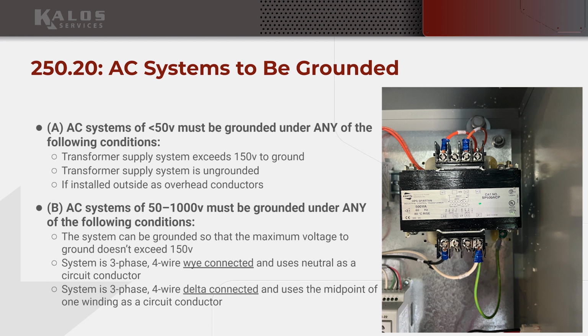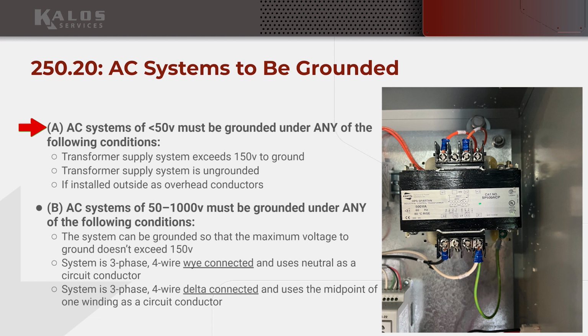Okay, AC systems to be grounded. All AC or alternating current systems of less than 50 volts to ground must be grounded under any of the following conditions: if the transformer supply system exceeds 150 volts to ground, if the transformer supply system is ungrounded, and if installed outside its overhead conductors. I don't really understand that third one, but that is in the code. Install a transformer outside its overhead conductors. I don't understand that last line so well.